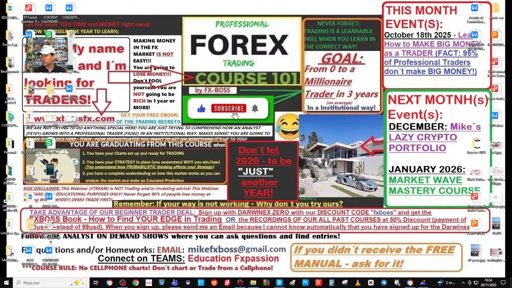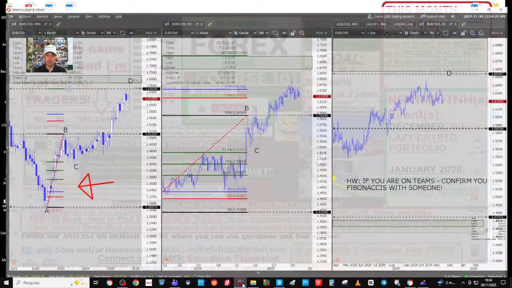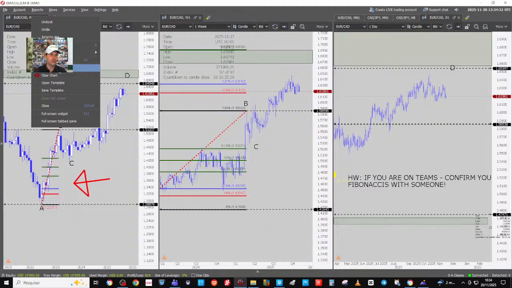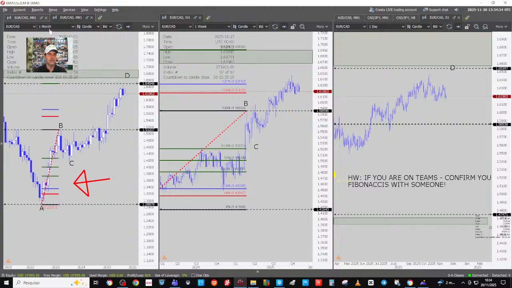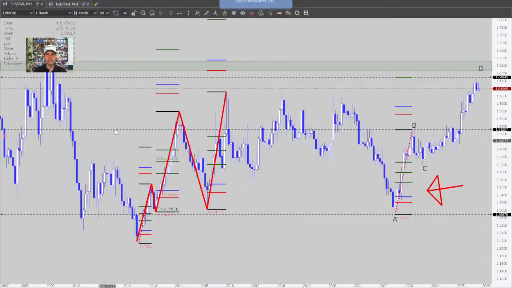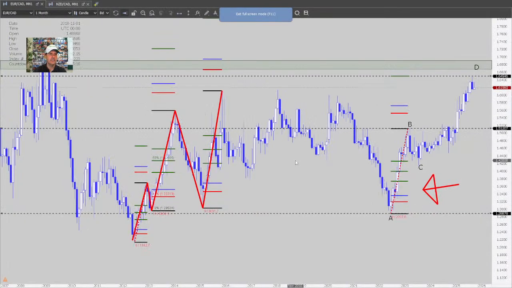And what do we have today? Today we have lesson 44, how to find the original Fibonacci in a downtrend, everybody. Open NZD-CAD. I'm going to clone my chart here. This is going to be the example today, NZD-CAD monthly chart.